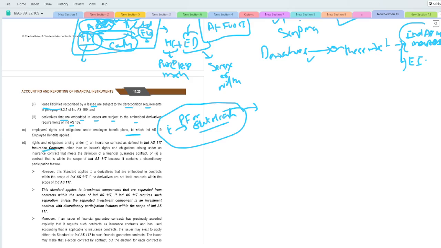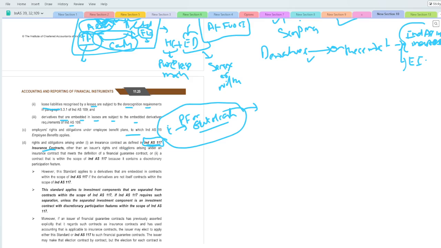Okay, so this is talking about insurance. I'm not going into detail here, because this is Ind AS 117, the new accounting standard for insurance contracts. Earlier it was Ind AS 104. So for insurance contracts, you have dedicated accounting standards.